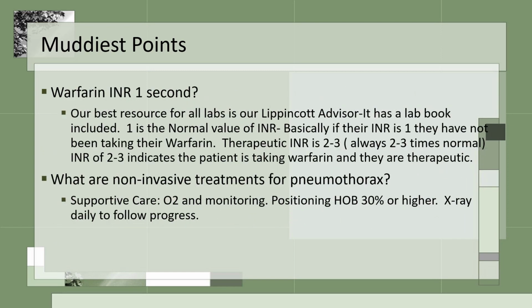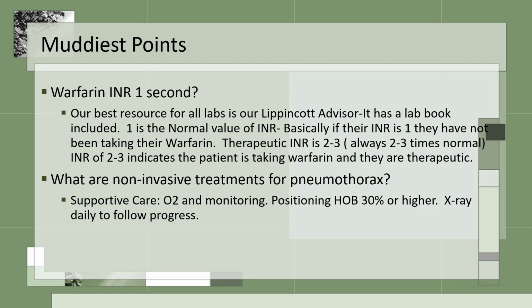Warfarin, INR. What does that mean? So our best resource for all labs and lab questions is our Lippincott Advisor. It actually has a book included all about labs. So 1 is the normal value of INR. Basically, if their INR is 1, they have not been taking their warfarin or they haven't been started. Therapeutic INR is 2 to 3. Remember, it's always 2 to 3 times normal. An INR of 2 to 3 indicates the patient's been taking warfarin and that they are therapeutic.